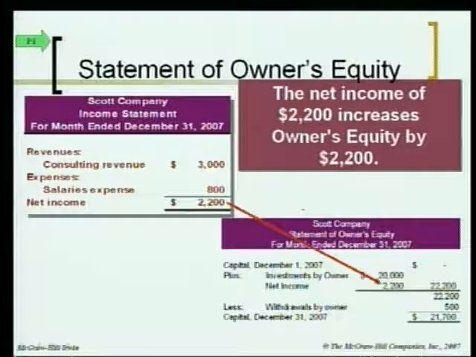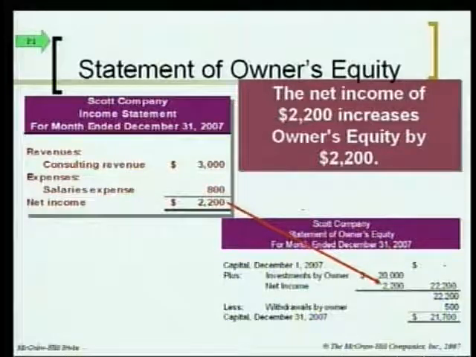Now, if this company would have had a net loss, we would have shown that net loss down in there by the withdrawals. Does this make sense? But yes, all revenues increase capital. Yes, all expenses decrease capital, but we just show the net effect. Are you with me? So those are the first two statements. Erica, did you have a question?